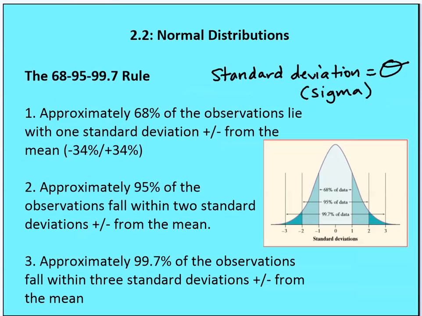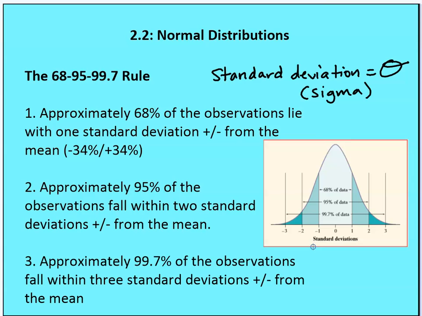All right, so let's talk about the 68, 95, 99.7 rule. The 68, 95, 99.7 rule is basically talking about the percent of the area of the curve that's within a certain number of standard deviations. If I were to draw my normal curve, each one of these numbers here lists the number of standard deviations to the right and then to the left of the mean. If I'm a standard deviation to the right of the mean, it's a positive value. To the left of the mean, it's a negative value.